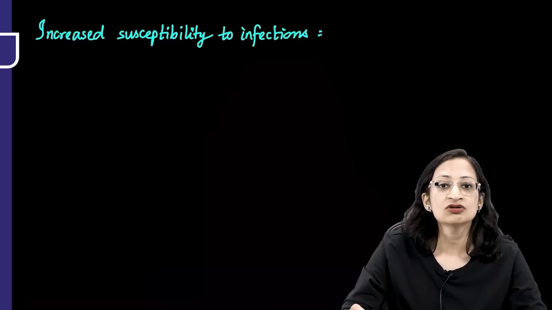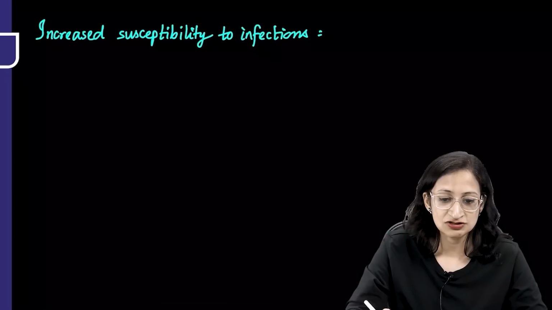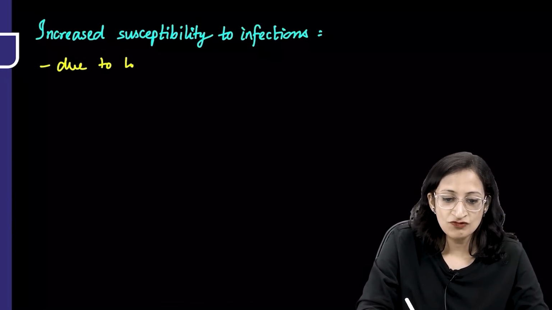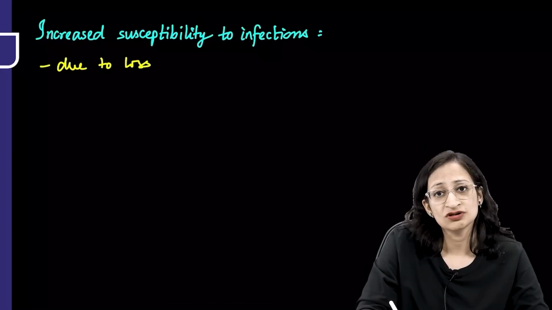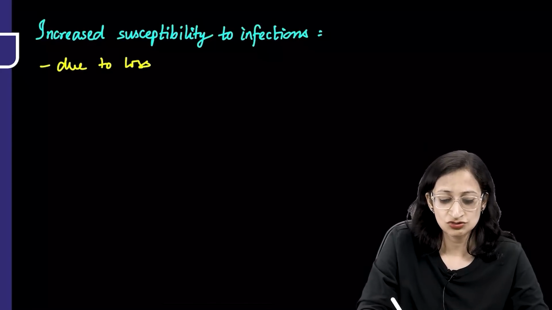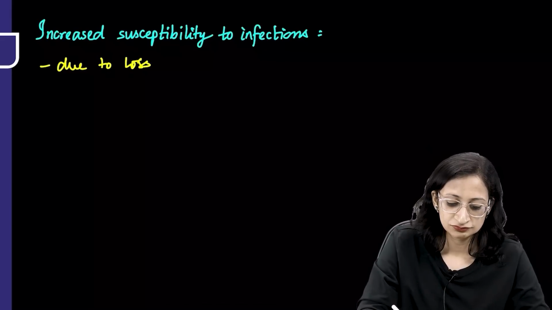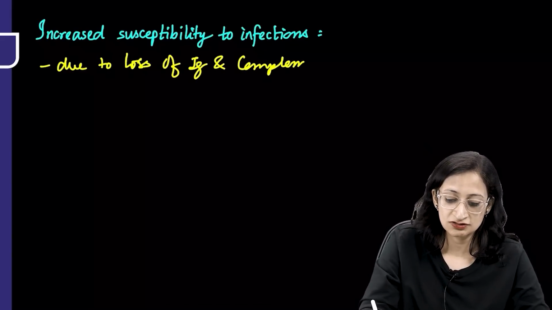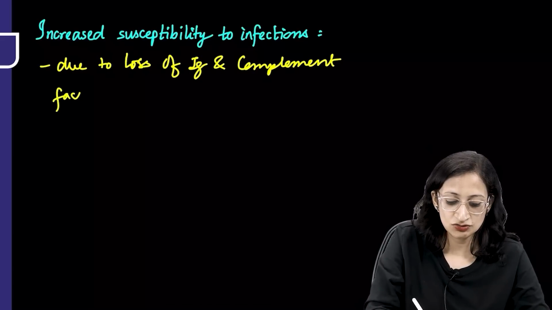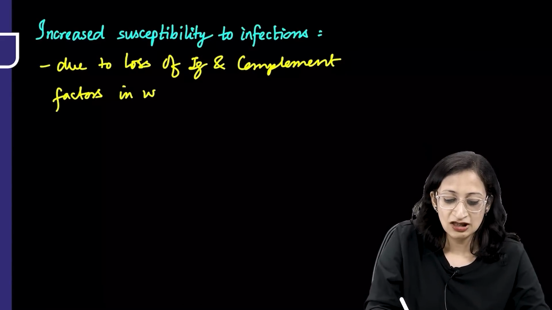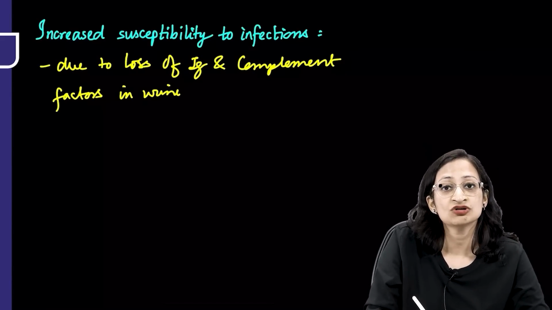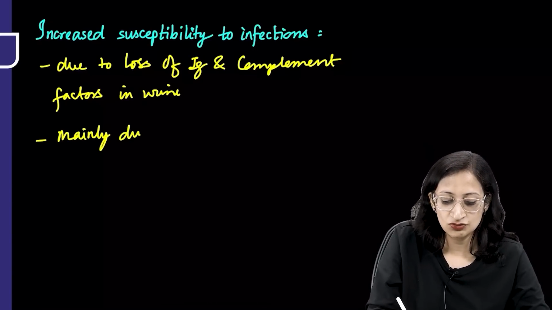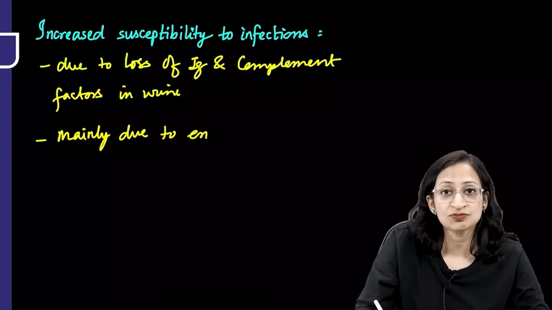Now there is increased susceptibility to infections. This is basically due to the loss of complement factors and immunoglobulins in the urine, because of the massive proteinuria we mentioned. The infection is mainly due to encapsulated bacteria like Streptococcus pneumoniae.